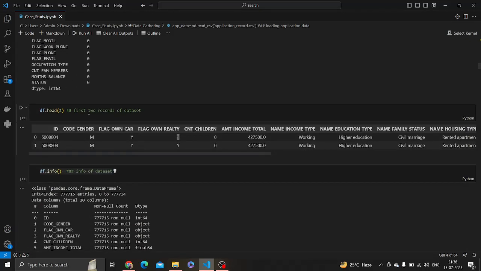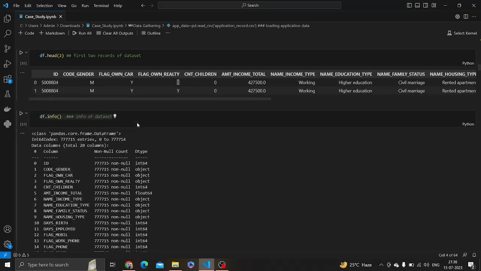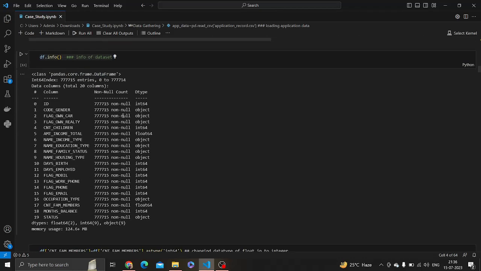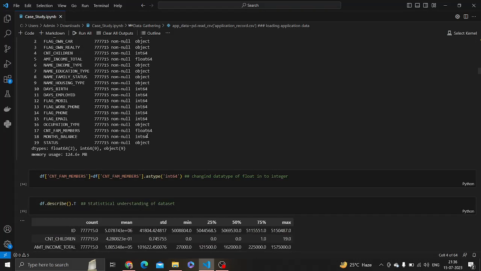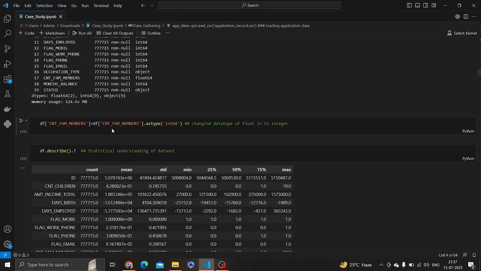So I'm checking the first two records of it, then the info of it, which data type each category has. ID is an int, the rest are objects, and amount is float64. Then I'm going to change the data type of the family member counts. It is originally float, but we can't measure a number of counts in float. We always measure in integer form. That's why I'm changing the data type.